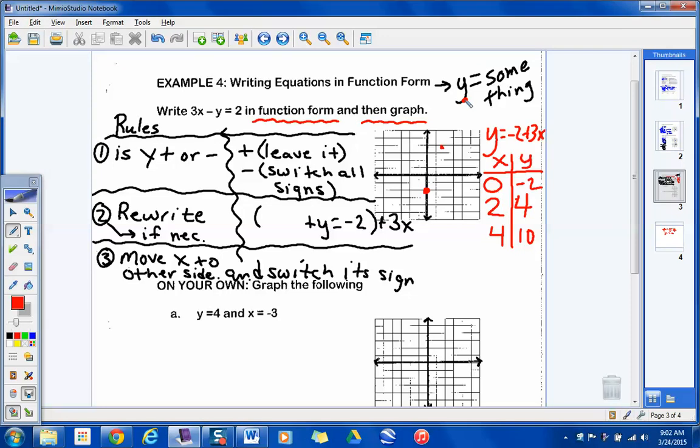Now again, there's a lot going on here. When it says get something in function form, what are you trying to do? Get y alone, right? Your recipe for getting y alone is to first ask yourself, is y positive or negative? Depending upon this result determines if you rewrite it or not. After that, what's it say to do to the x value? Move x to the other side. And do what with its sign? Switch its sign.